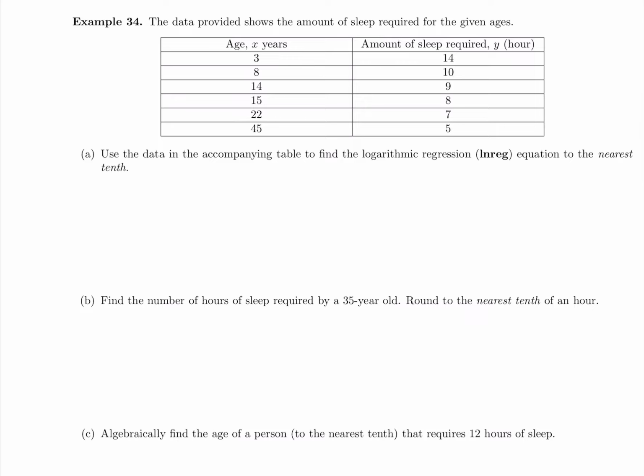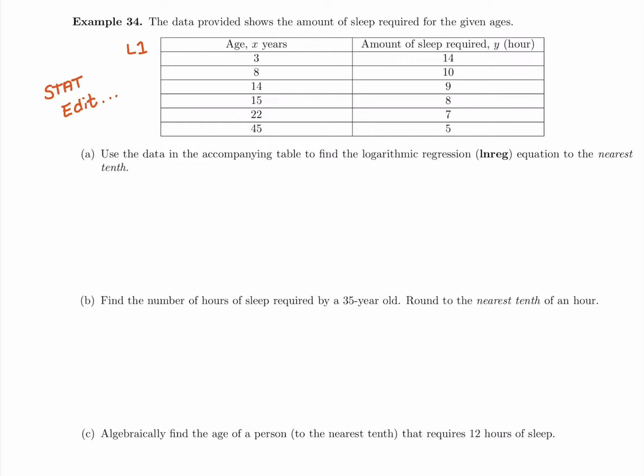In this example, we are going to use our graphing calculator to do some logarithmic regression. So I'm going to take this table that represents age and the amount of sleep required. I'm going to enter these ages in under L1 by hitting the stat and then selecting edit.